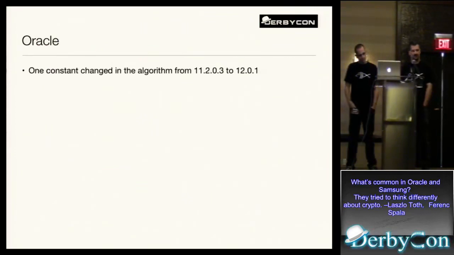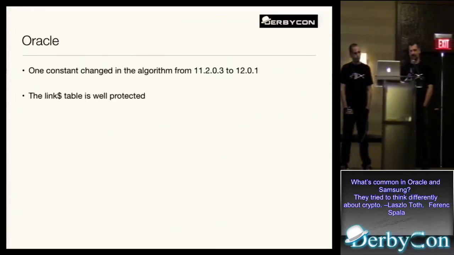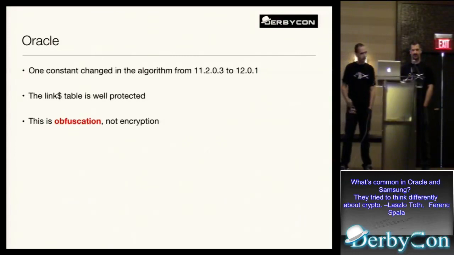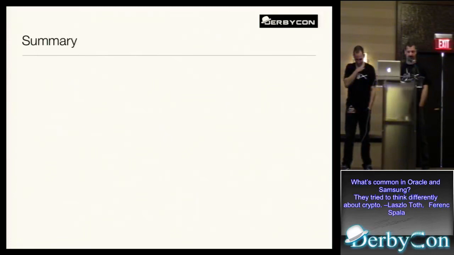Oracle changed the constant from version 11 to version 12. Our Python script supports both versions. The link$ table is well protected. Only the SYSDBA can access it. Oracle needs this password as clear text, so it's not a security vulnerability. However, I should call this an obfuscation, not an encryption. But this knowledge can be handy in a post-exploitation phase. So we are pen testers, aren't we? Okay, as a summary.